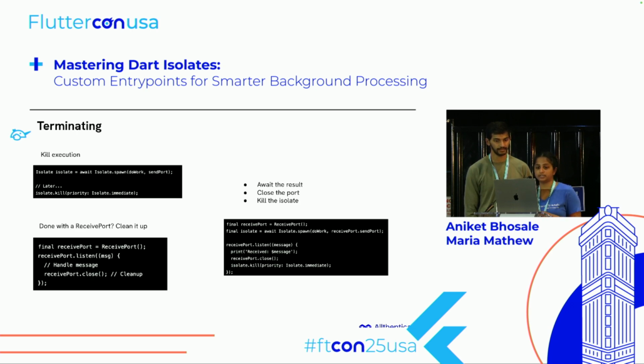You'll also notice here with the port, I closed the port. You don't want to leave that listening. You can end up with a memory leak that way. So in the final example, I kind of just combine it all. I await the result, I close the port, and then we kill the isolate. Again, this is for where I'm spawning it myself. For a function like compute, you'll notice you didn't have to kill it in the example Aniket showed, because that is managing its own life cycle.